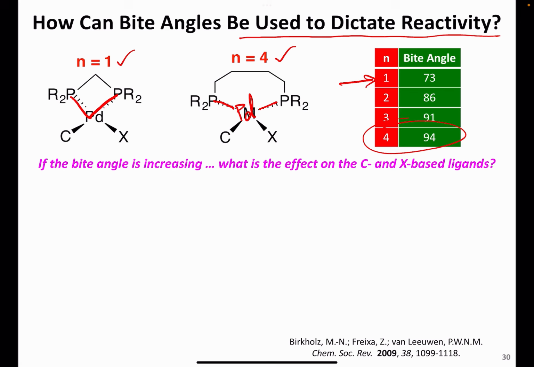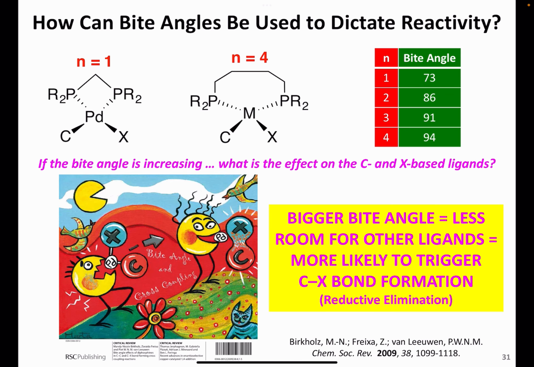Both of these complexes are square planar. And so the bigger the angle is, so notice the palladium P angle here is bigger, what that does is it smushes the C and X groups closer together. Well, if you smush the C and X groups closer together, you could trigger bond formation. And in fact, this is how bite angles can be used to trigger bond formation.